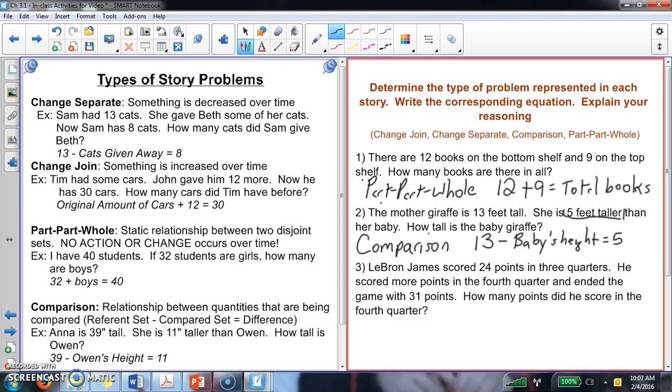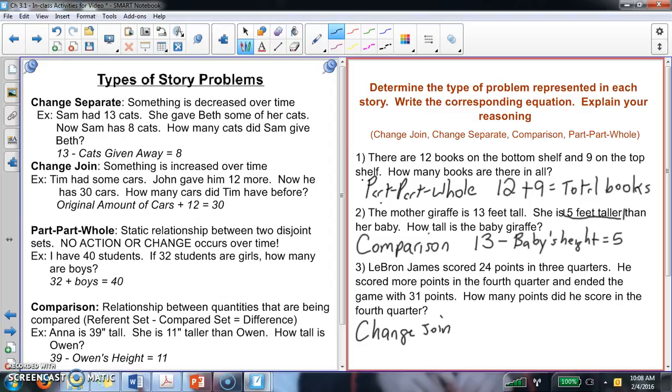Now the final problem. LeBron James scored 24 points in the 3 quarters. He scored more points in the 4th quarter and ended the game with 31 points. How many points did he score? So this is an action problem. He's actually doing something. He has got some points. He gets more points. So he's increasing the number of points he has. That action is causing me to get more, so that's a change join problem.